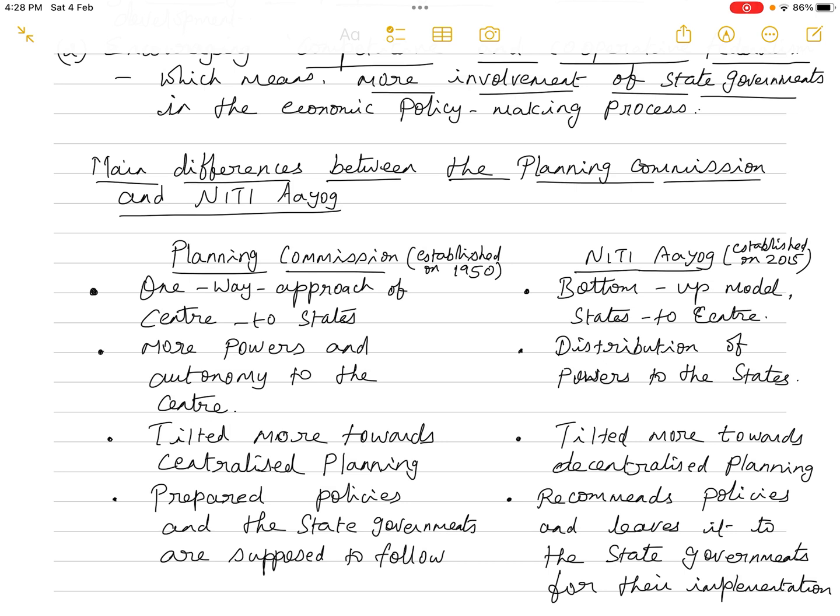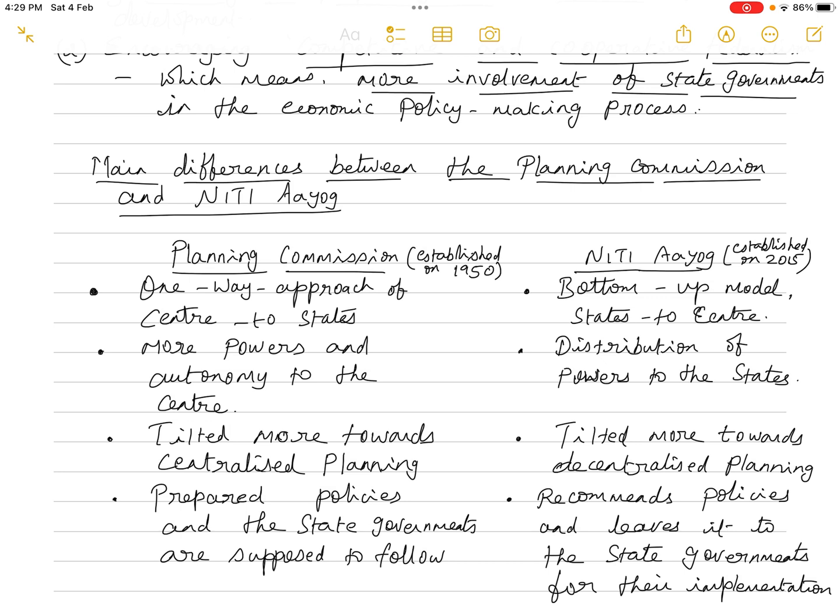They prepare their own policies in their own state: what the requirements are, and what policies and strategies have to be used in order to develop their own state from the village level, and that is forwarded to the central government. So it is a bottom-up model, unlike the Planning Commission, which is top to bottom, that is, central to states. The second difference is more powers and autonomy to the center. More and more powers are vested in the hands of the Planning Commission or the central government, whereas as far as the NITI Aayog is concerned, there is a distribution of powers to the different states.